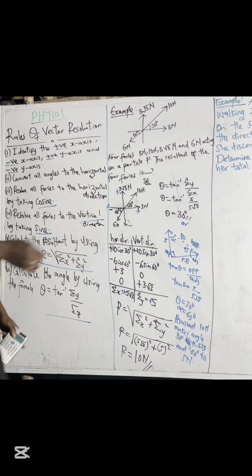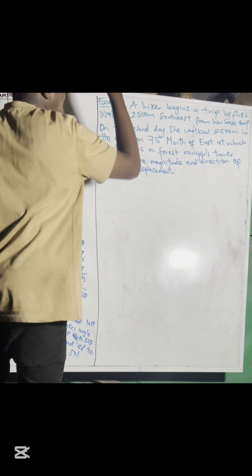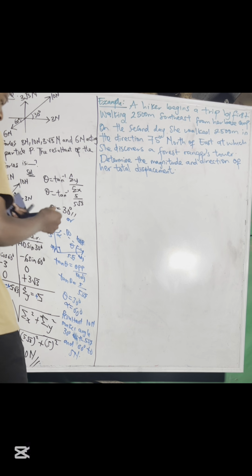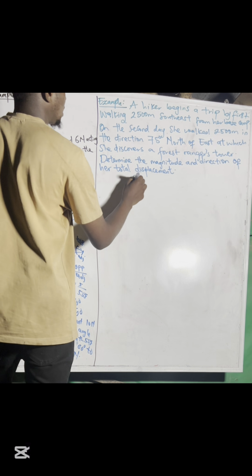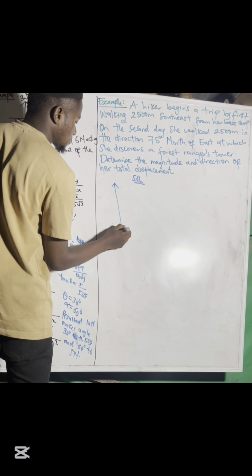So let's look at the last example for this particular video. So guys, in this particular example, a hiker begins a trip by first walking 2,500 meters southeast. So we have to draw our vector diagram here. We draw the 4 Cartesian points.